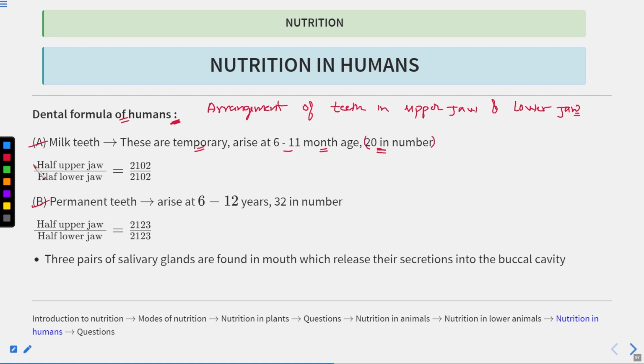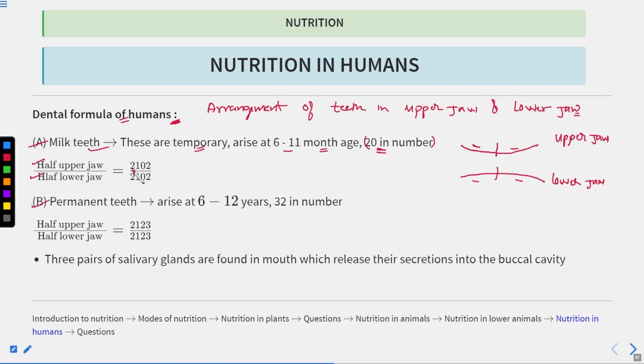We'll talk about the upper jaw and the lower jaw. This is the upper jaw and this is the lower jaw, and here is the lower jaw. Here you can divide this into two. Here an equal number of teeth will be present, here the same number of teeth, here also the same. So if you talk about the milk teeth, here the dental formula is 2102.